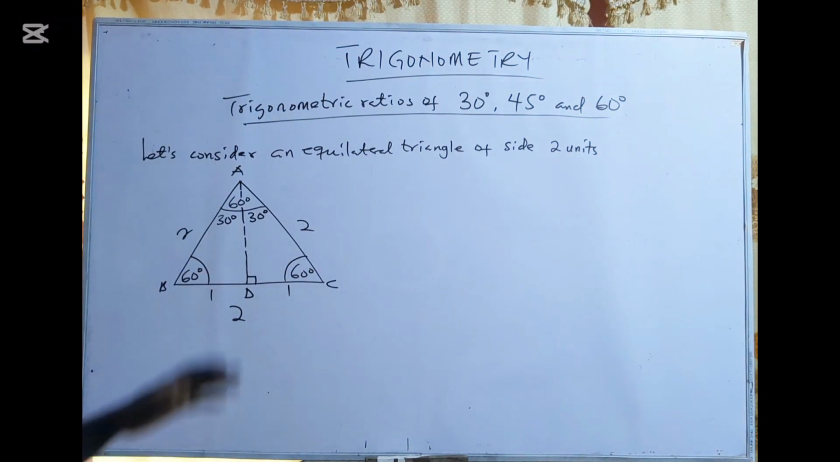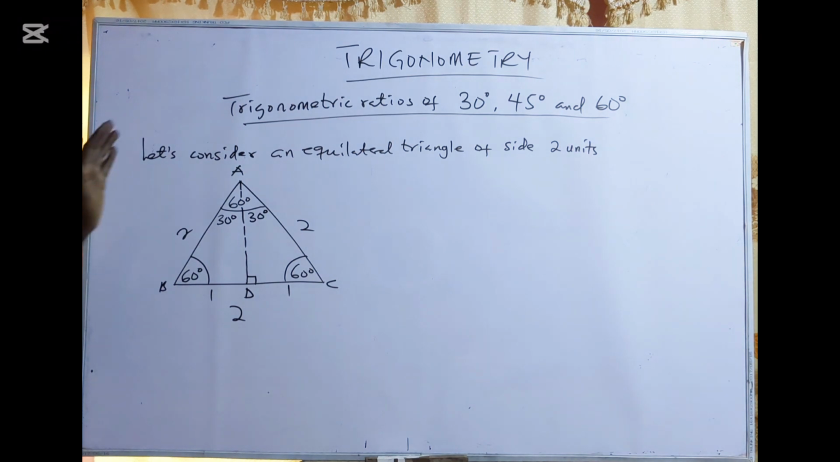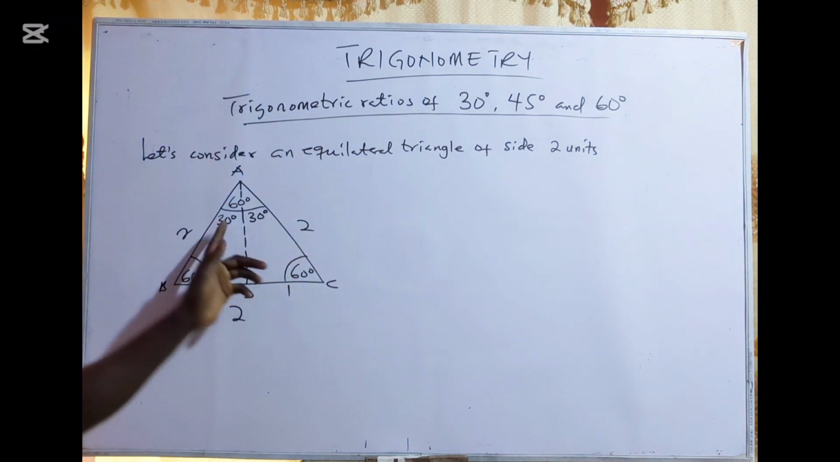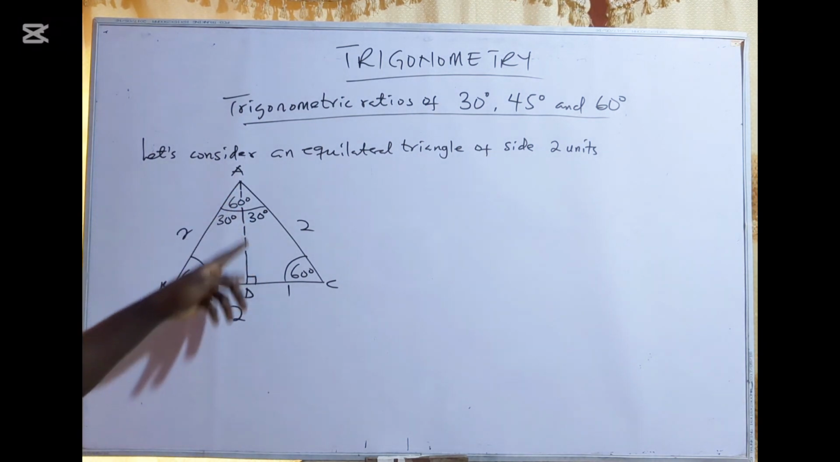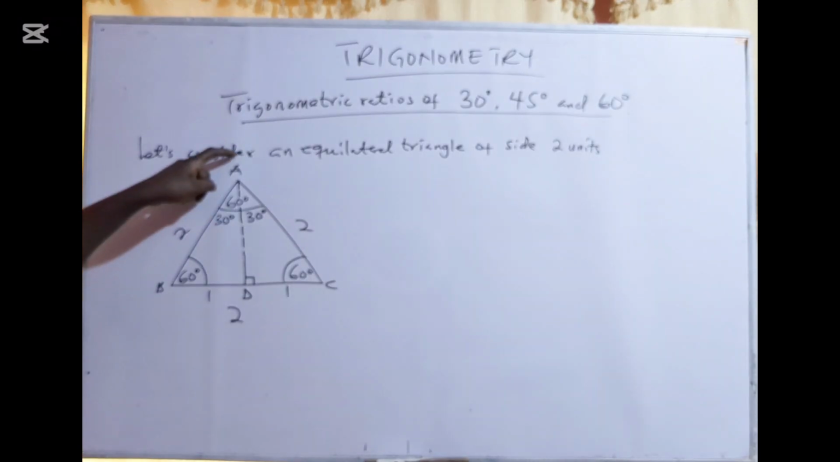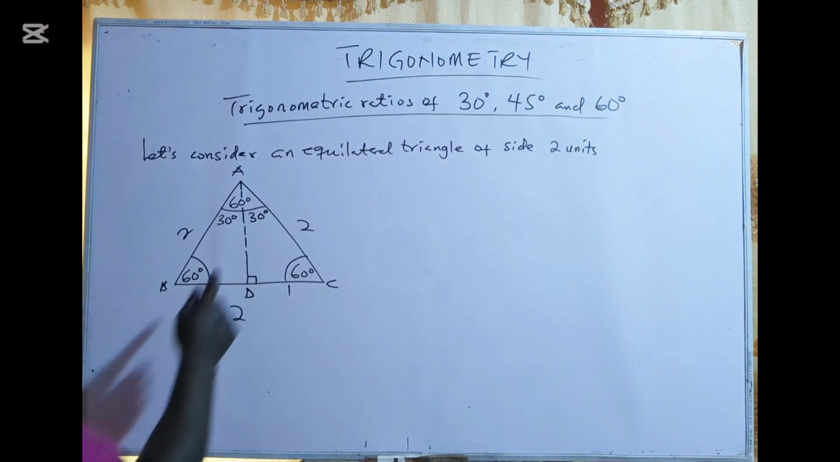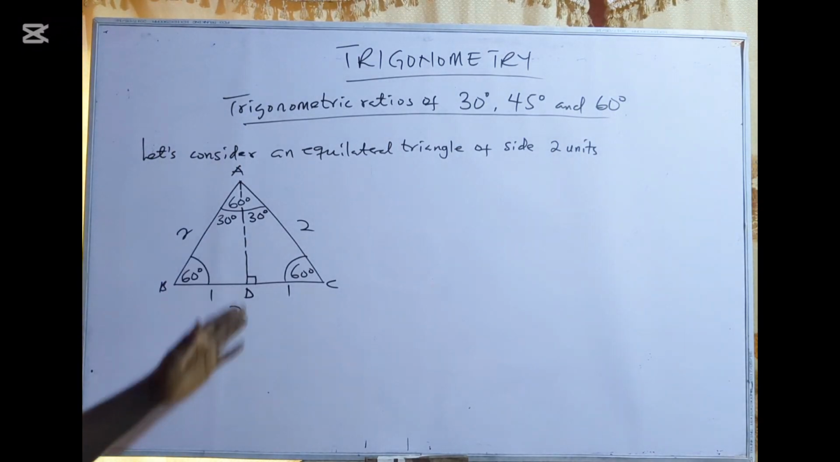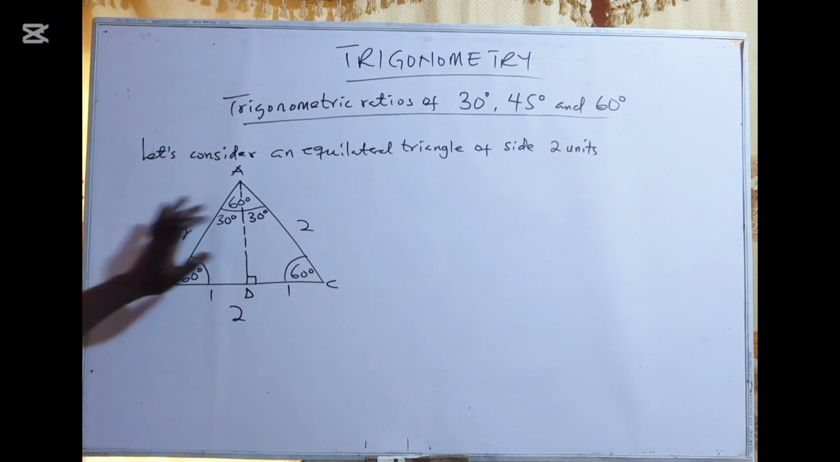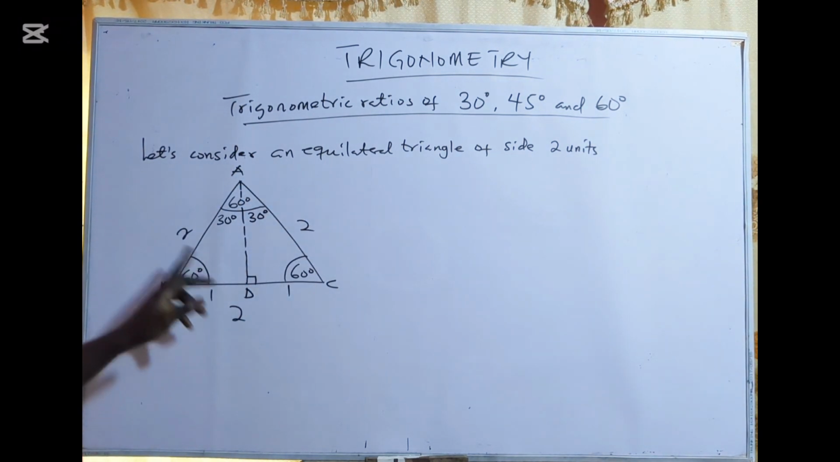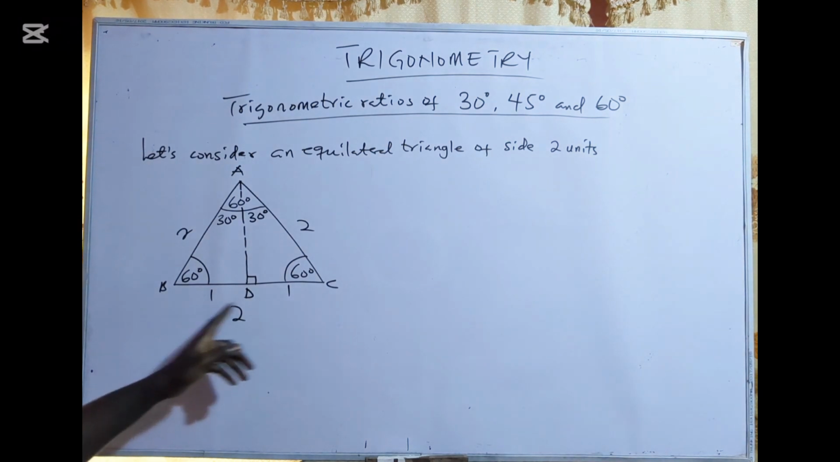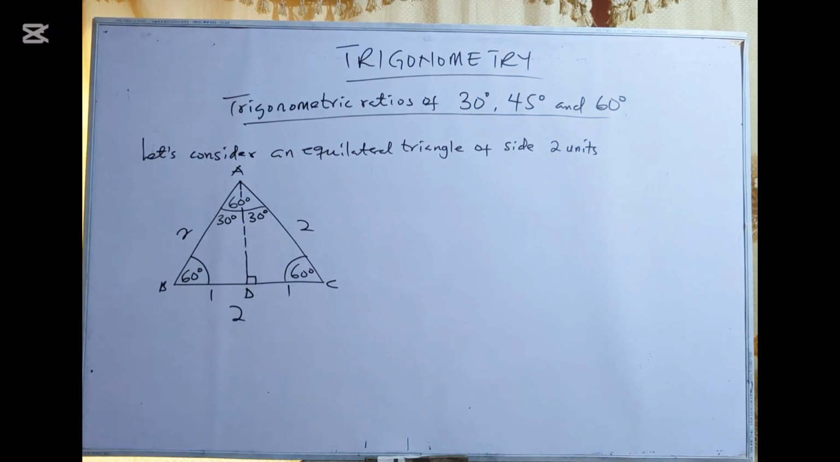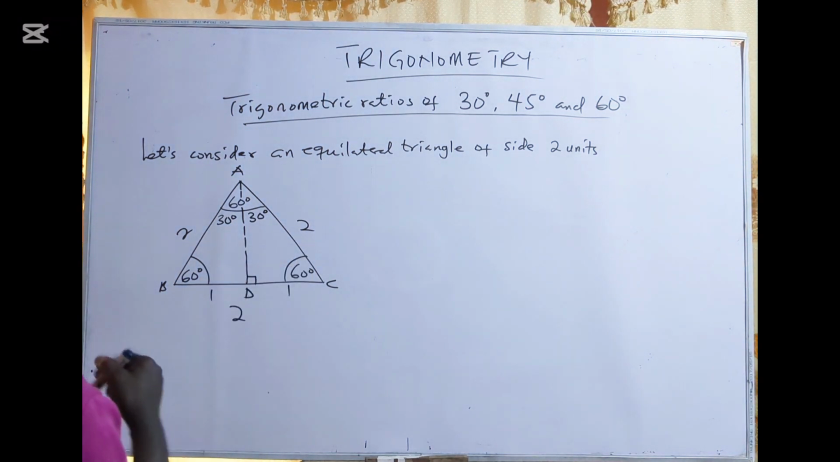Alright, so before we can find the sine, the cos, and then the tan of 30 degrees and 60 degrees, we have to know the height of the triangle, which is AD. So we have to find this particular side, AD. And how do you find the AD? Since we know all the sides, here is 2, here is 2, and because the height bisects the base, here is 1, here is 1. So we can use the Pythagoras theorem, and then we can find the height. We can use any of the right angle triangles.